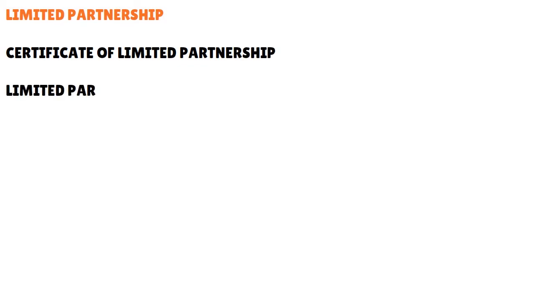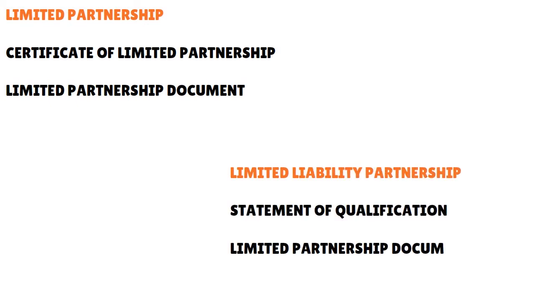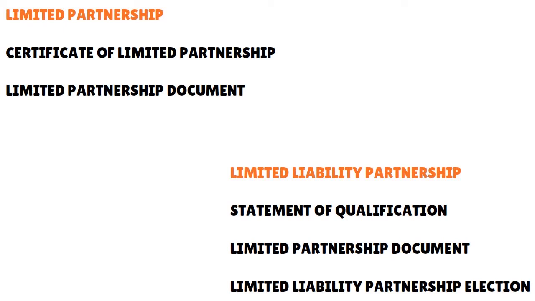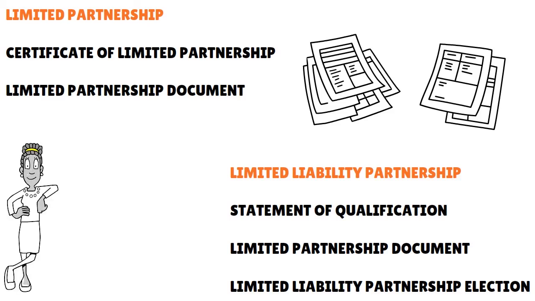For a limited partnership, you will need one of the following original or certified business documents. So, certificate of limited partnership or limited partnership document. For a limited liability partnership, you will need one of the following original or certified business documents. So, statement of qualification, limited partnership document, limited liability partnership election. Okay, and so that's for partnerships.